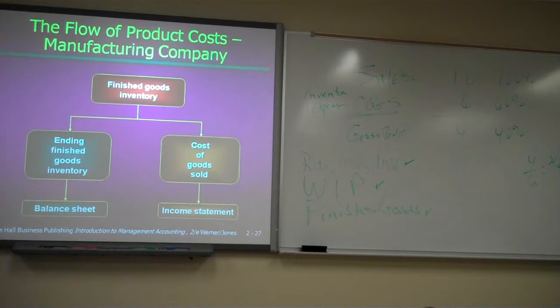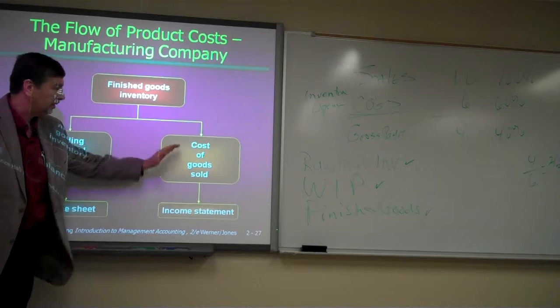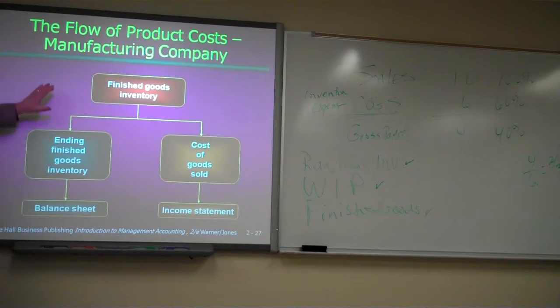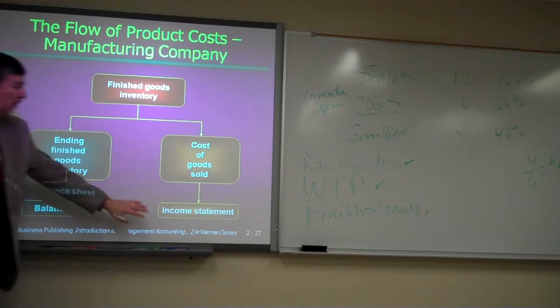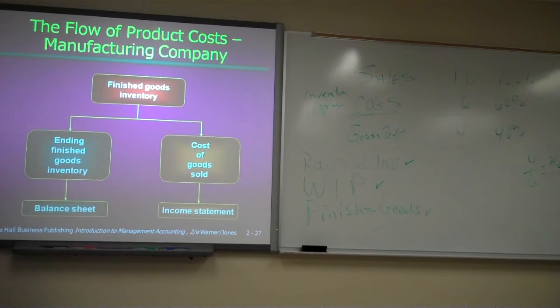So your finished goods inventory. Picture a warehouse full of tennis shoes. And those tennis shoes are going to be sent out to the retail stores. Well, they haven't been sent out yet and they're finished. So anything that's still there is going to be on your balance sheet in finished goods inventory. But anything you sold during the period is going to be on the income statement as cost of goods sold. So the total cost of our finished goods either is going to be on the balance sheet or it's going to be on the income statement as cost of goods sold.